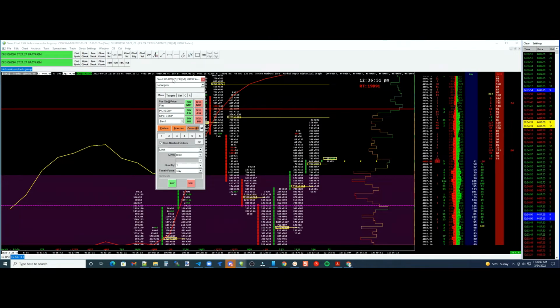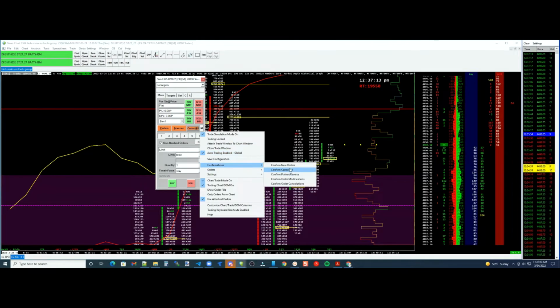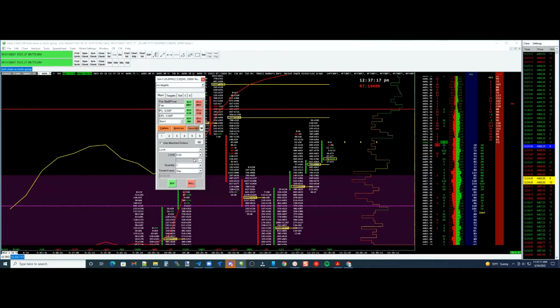There's a couple things that I would recommend with the trade window. First of all, if you click on it, and this is a much requested feature, especially by newer traders or traders new to Sierra Chart. A lot of times, when you place an order at first, you will get a confirmation, and there's nothing worse than a confirmation when you're trying to get in on an order, especially for me.